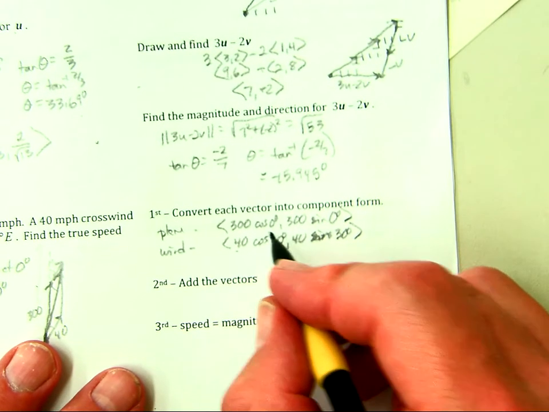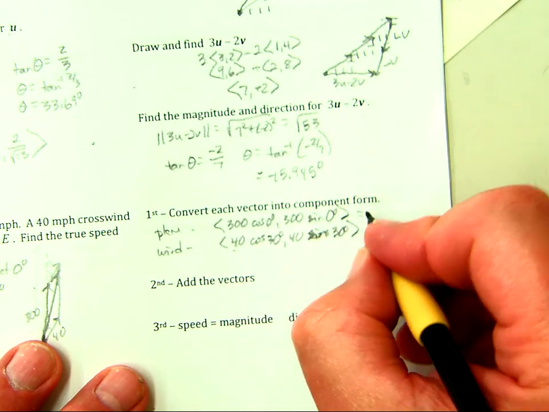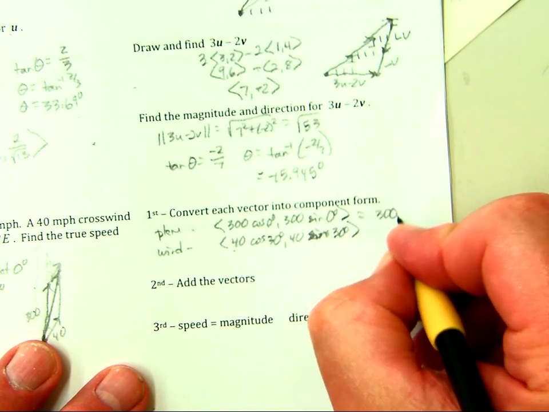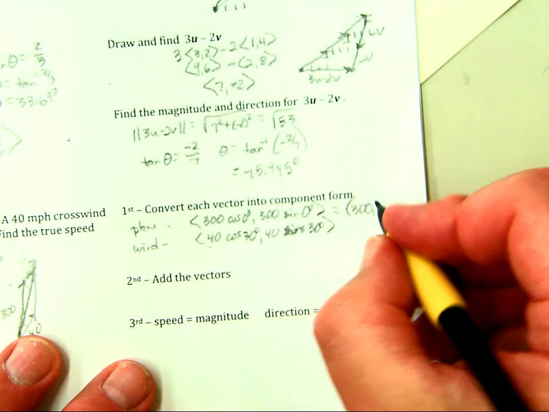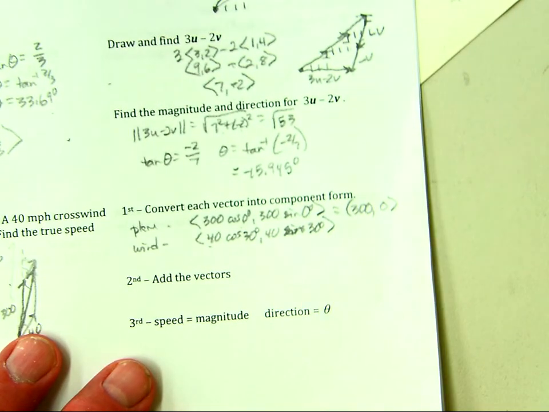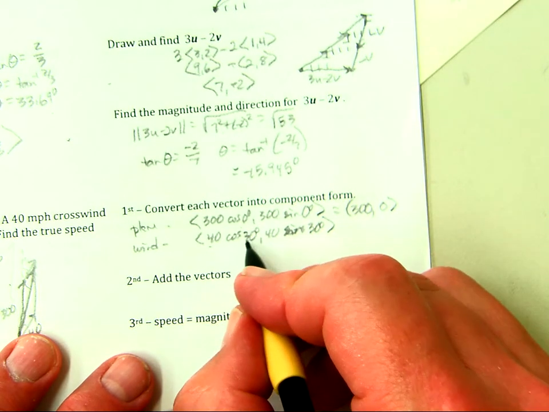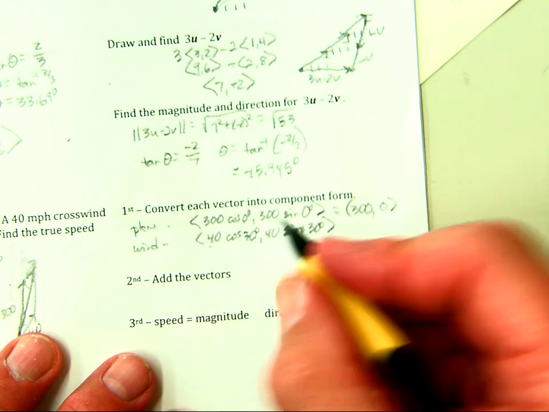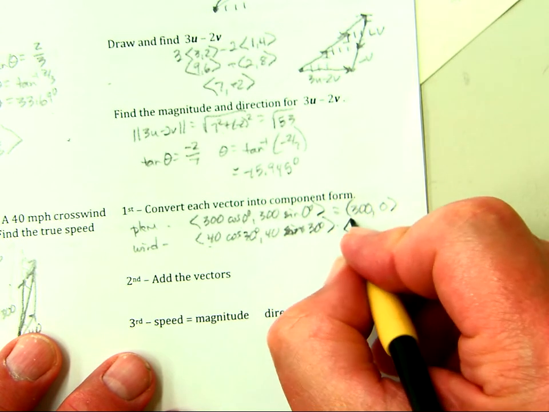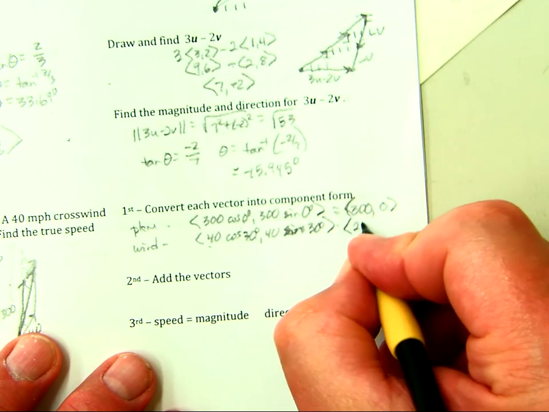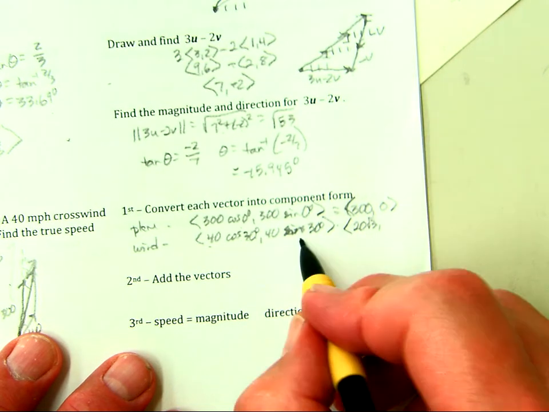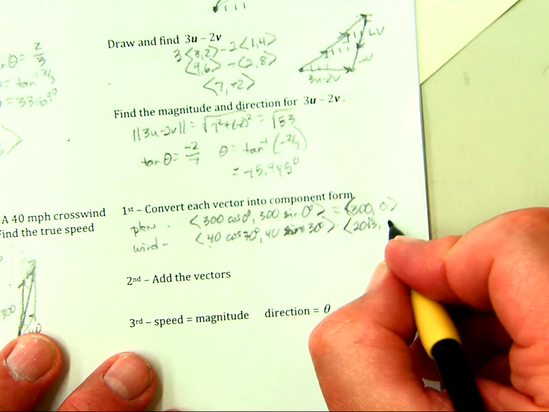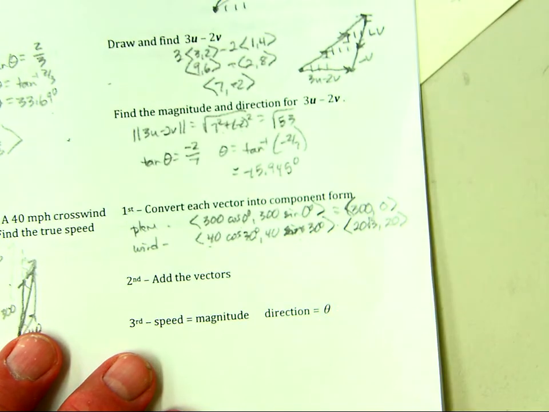Now if we work that out, if you remember from trig, the cosine of 0 is 1, so that'd be 300 times 1. The sine of 0 is 0, so that'd be 300 times 0. Now again, if you remember from trig, the cosine of 30 is radical 3 over 2. So 40 times radical 3 over 2, and you could just do this on your calculator, that'd be 20 radical 3 if you were doing it by hand. The sine of 30 is 1/2, so 40 times 1/2 is 20. So in component form, that's your two vectors.